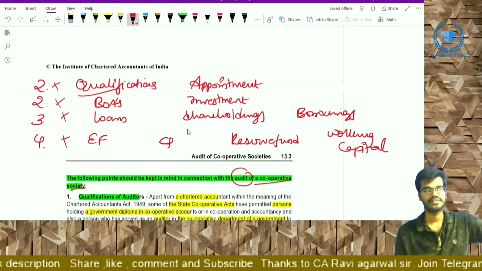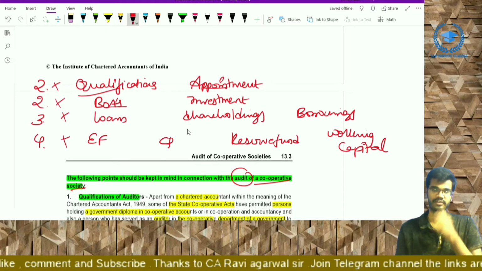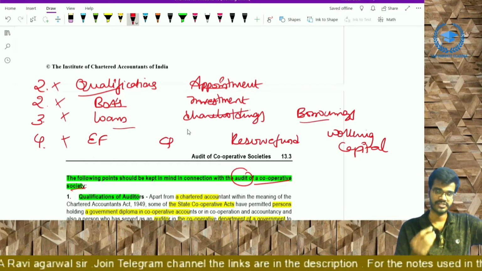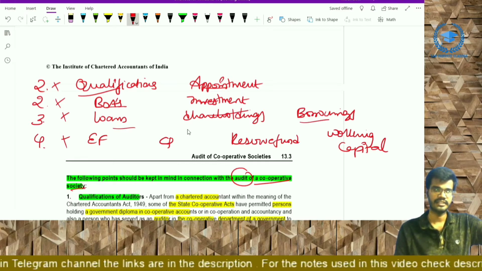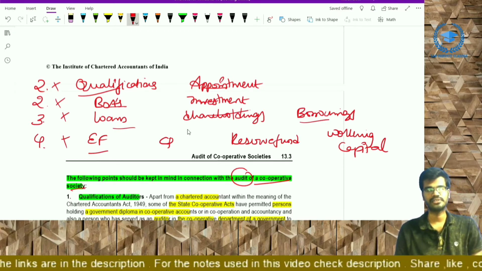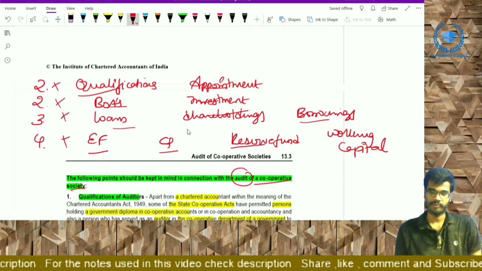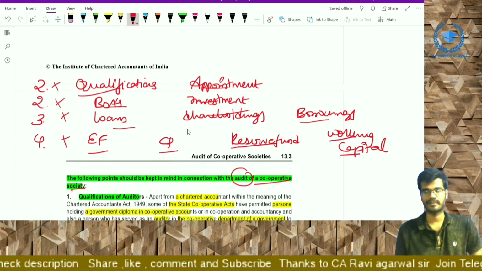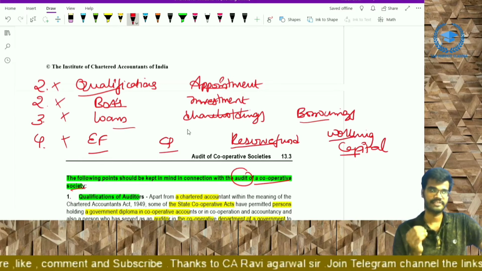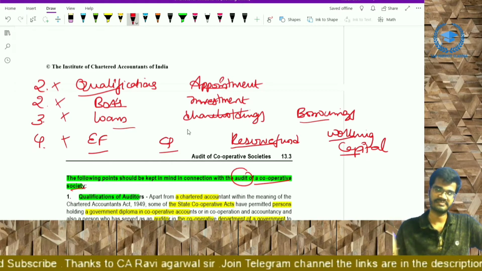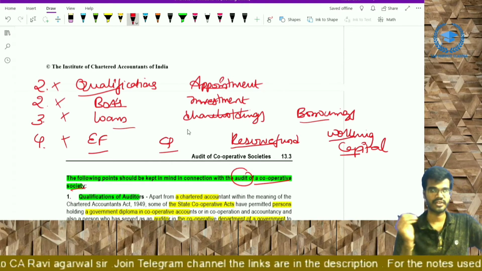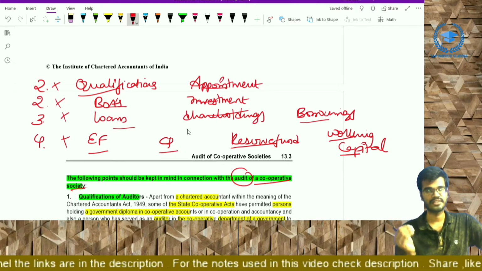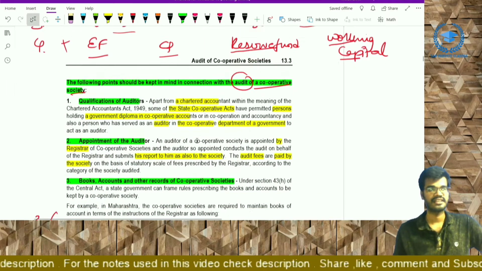The first 2 are qualifications and appointment, board, books of accounts, investments, loans, shareholdings, borrowings, restriction on loans, restriction on shareholdings, restriction on borrowings, and contribution to education fund, contribution to charitable purposes, appropriation of profit that is transferred to reserve fund, and utilization of working capital. What are the 4? 2 plus 2 plus 3 plus 4. Qualification, appointment, books of accounts, investments, loans, restriction on loans, restriction on shareholdings, restriction on borrowings, contribution to education fund, contribution to charitable purposes, reserve fund, working capital. These are 4 points.